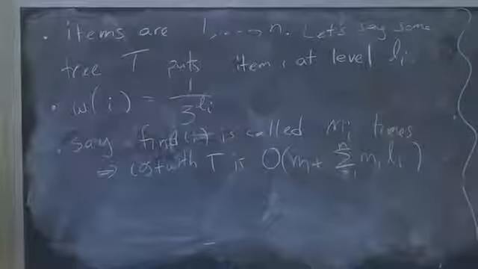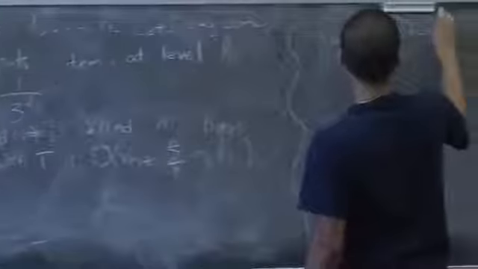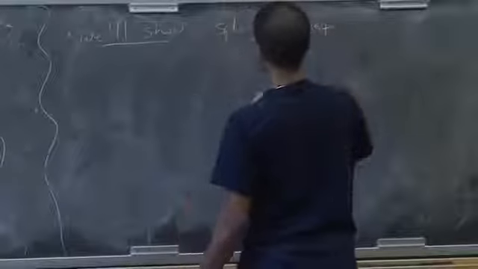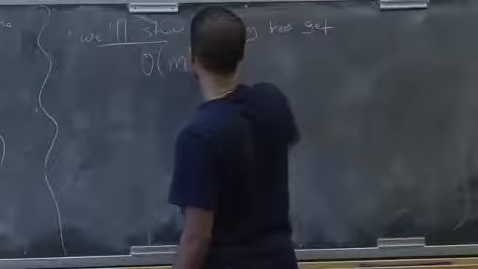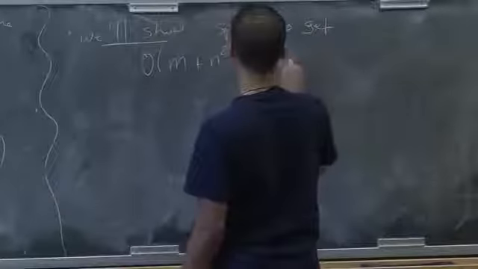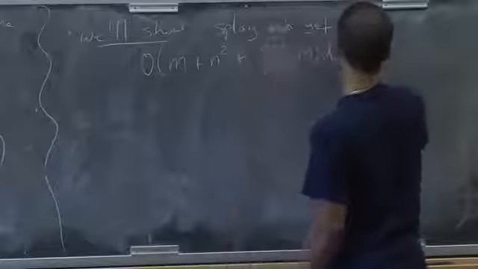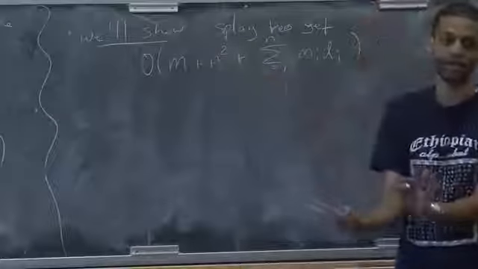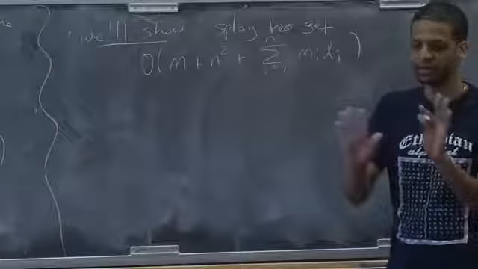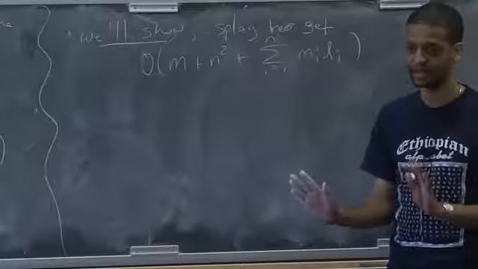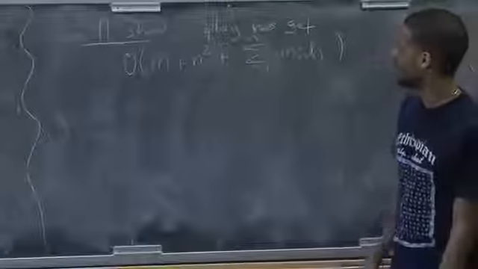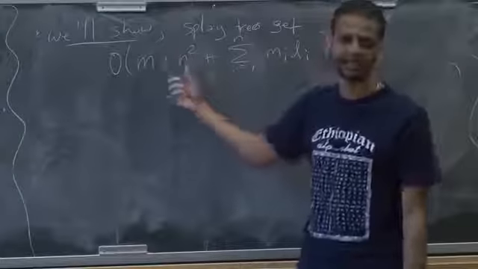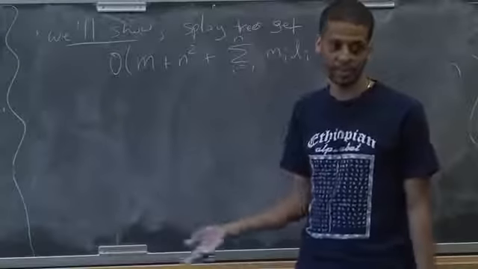So we'll show splay trees get O of m plus n squared plus the sum over i from 1 to n of m_i l_i. So as long as the sequence of operations is long enough, no matter what initial configuration your splay tree was in, so your splay tree in the beginning is an arbitrary binary search tree on these items, no matter how you started off, after m operations, this is what the running time will be.